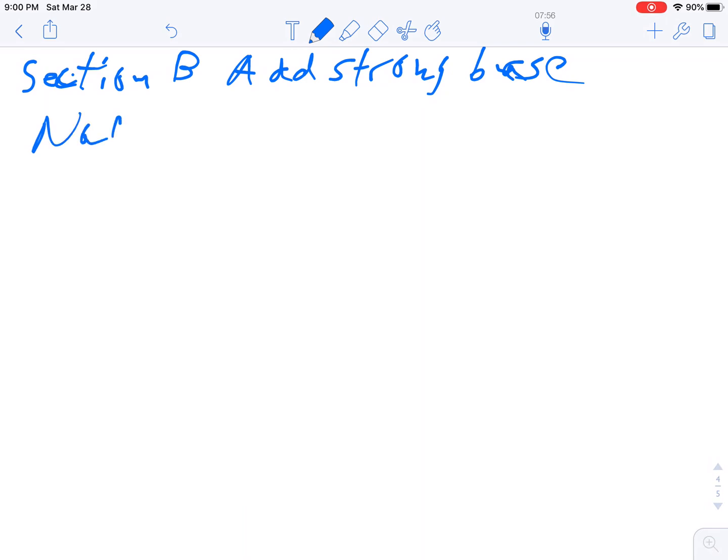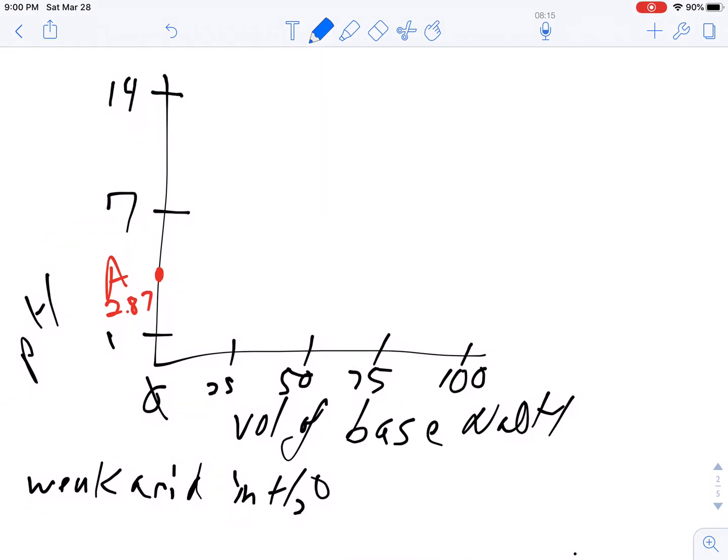So we're going to add sodium hydroxide to the acetic acid. Well, what do you think is going to happen to my pH if I start adding a base? Well, the pH is going to go up. So as you watch, the pH kind of goes up like this. Okay? This is section B. So everything in blue here is section B. Okay?